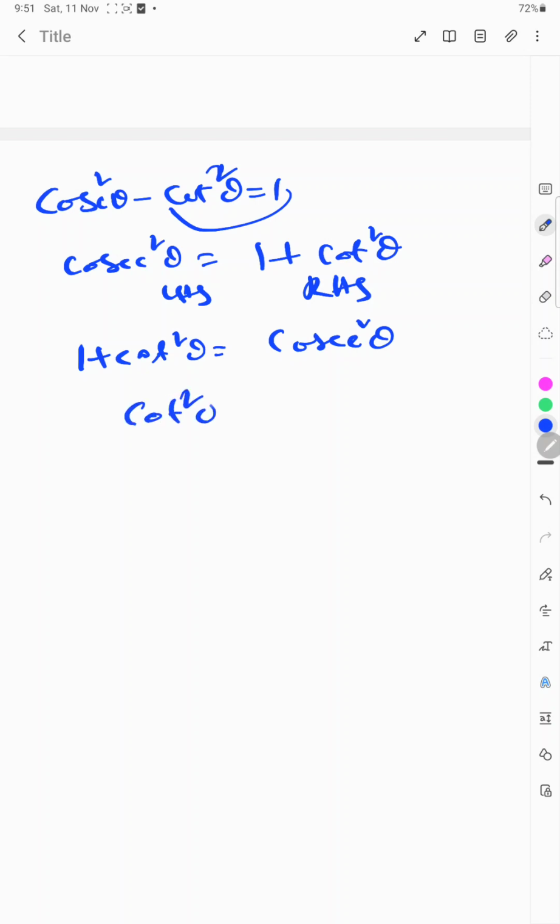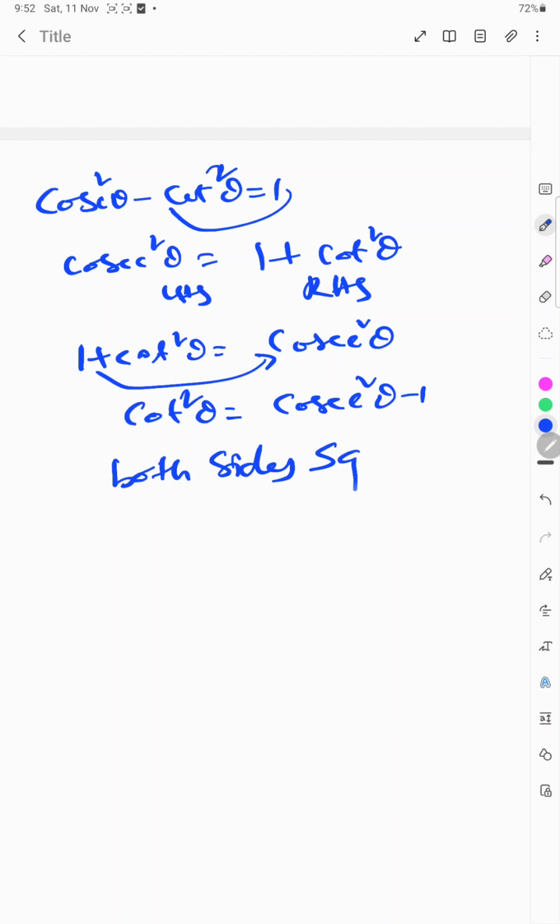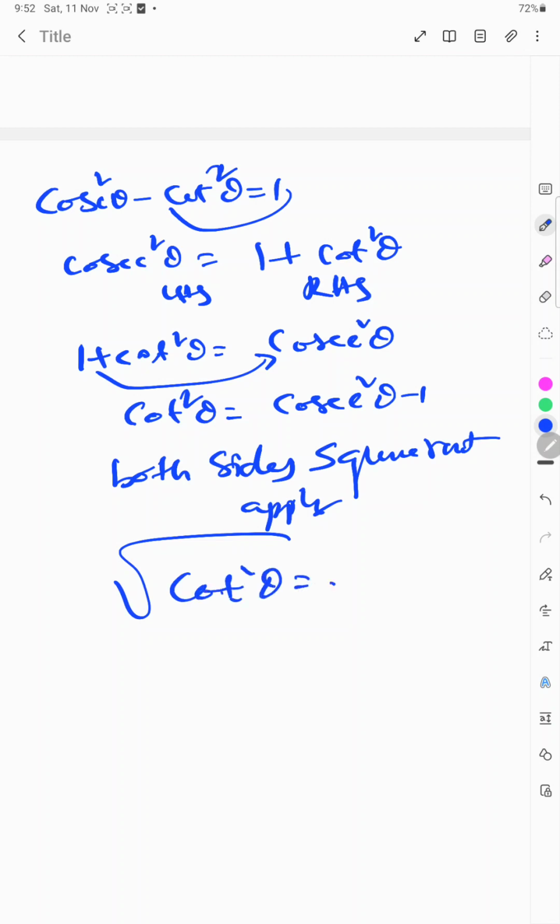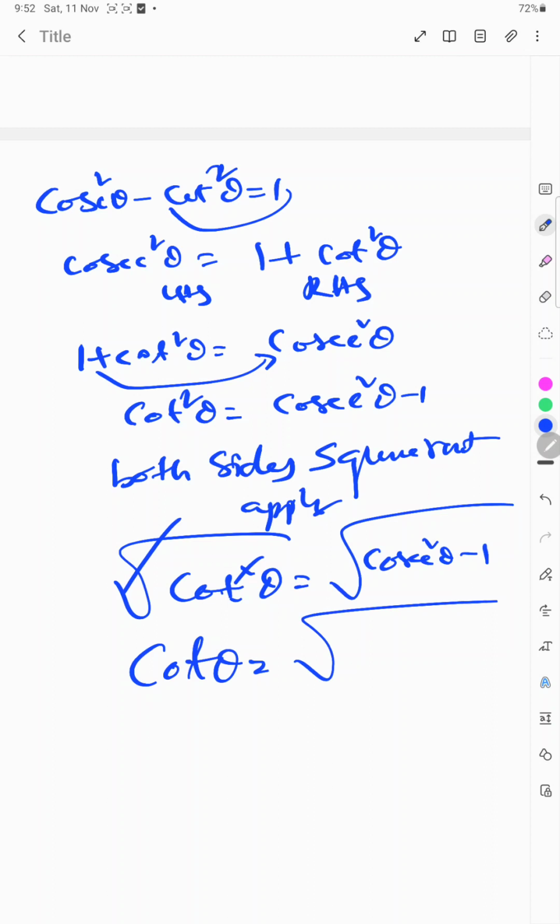So, cot² theta we need. So cosec² theta minus 1, because the 1 comes to the RHS side. So cot² theta is equal to cosec² theta minus 1. Applying the square root on both sides, root over cot² theta is equal to root over cosec² theta minus 1. The square root cancels, so cot theta is equal to root over cosec² theta minus 1.